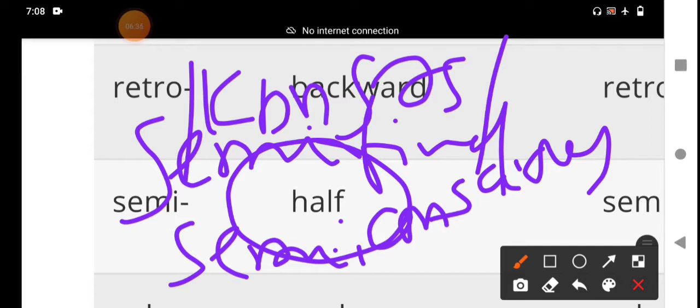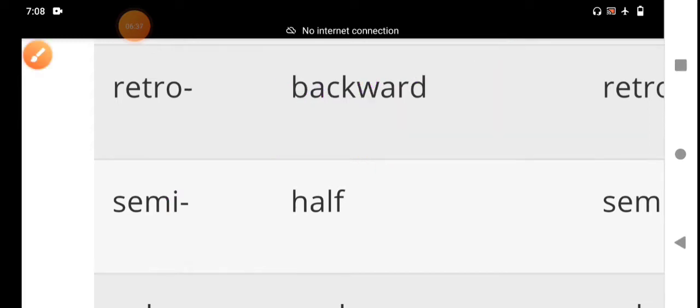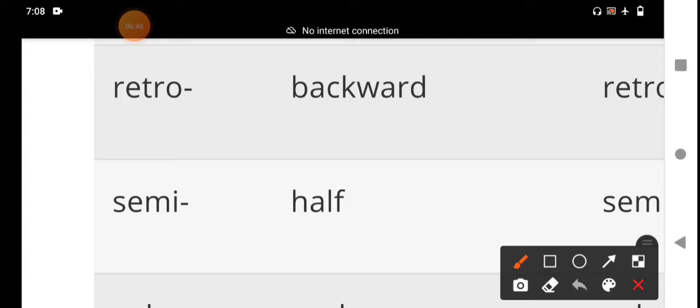Semi-conscious, what is the meaning of semi-conscious? Semi-conscious means a feeling in which we are not completely aware of our sensation. That is called semi-conscious. And then one more example I will give you. You should be clear about semi, the prefix, that means half.